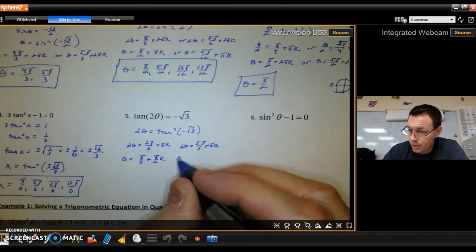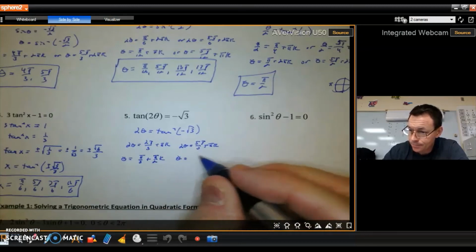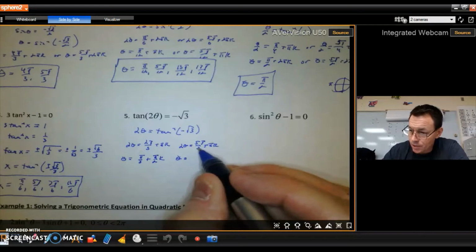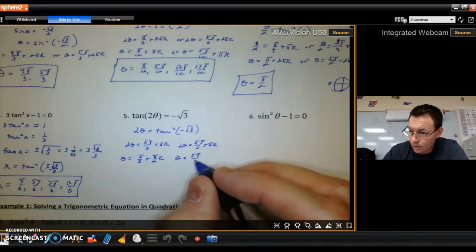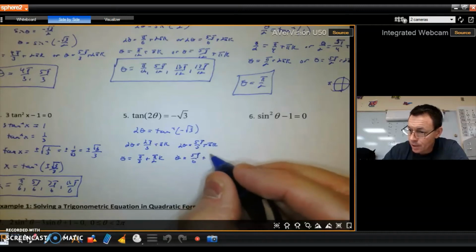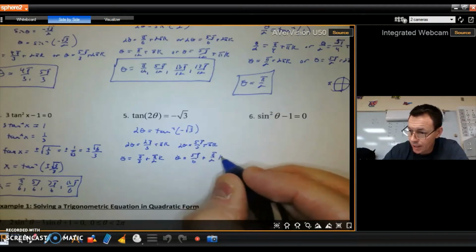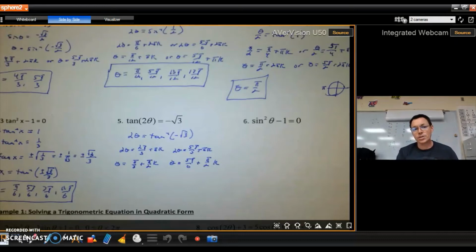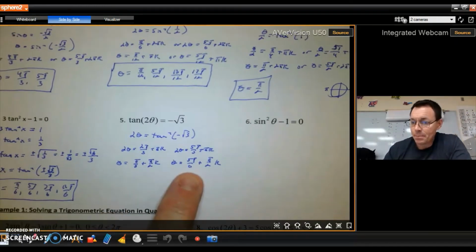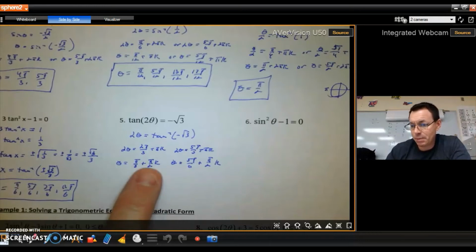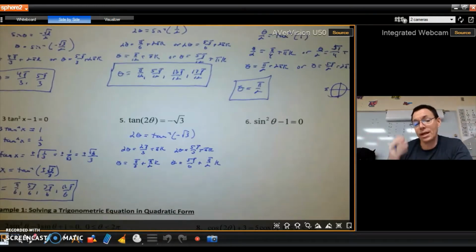Let's see what happens over here. I got theta. Dividing this by 2, it's not going to reduce with the 5. So this is going to be 5 pi over 6 plus, and then pi over 2k. All right, so I've got 2 solutions, pi over 3 and 5 pi over 6. But I also need to see if adding these pi over 2's are going to give me more. I need every single solution within one circle.